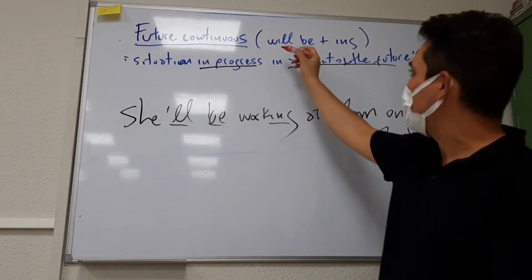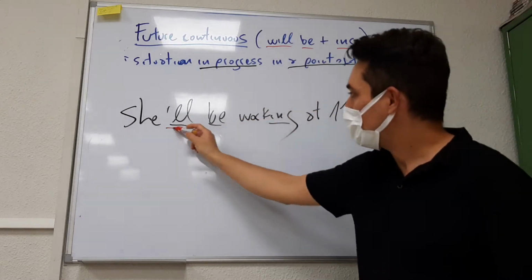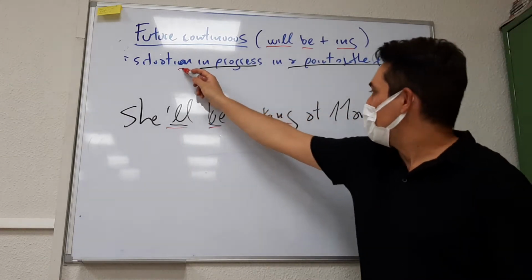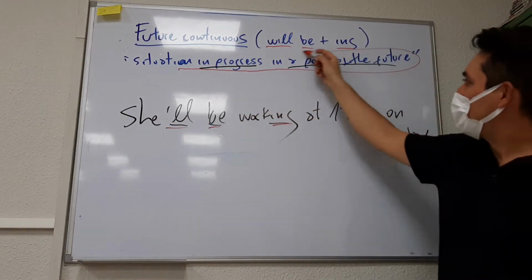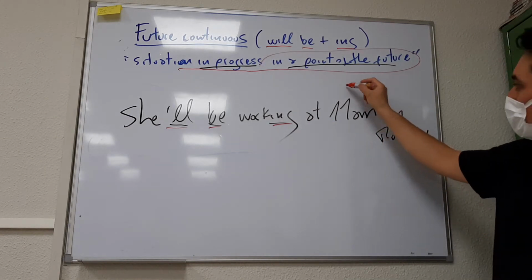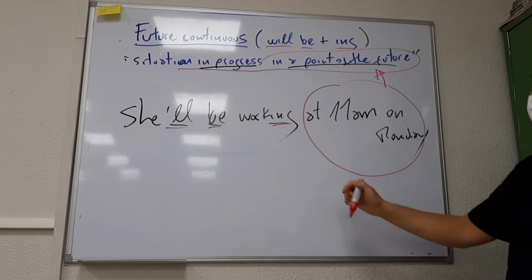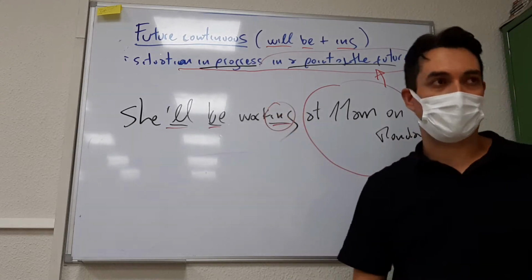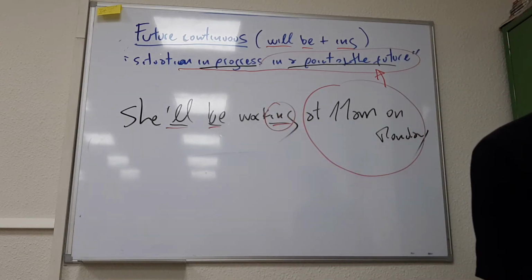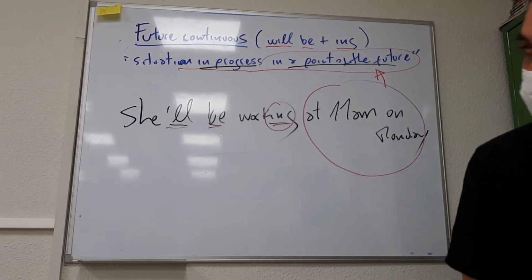So future continuous. Will be ing. In progress in a point of the future. What is the point of the future? This one. 11 a.m. on Monday. A point in the future. And this is in progress. So far so good?